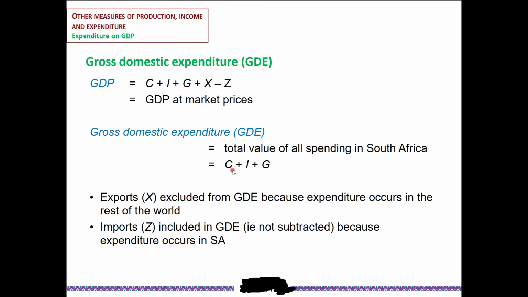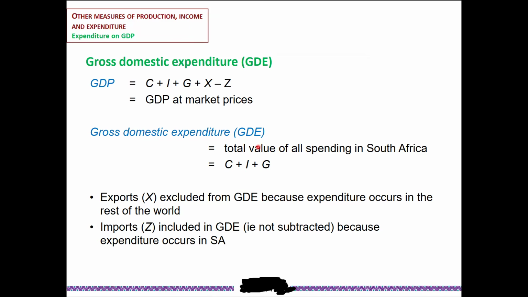What we spend inside South Africa, not with the rest of the world, right? You can see here we just say C plus I plus G. We do not include the interaction with the foreign sector, which is exports and imports. We exclude them. While when we are calculating GDP, we also include our exports and our imports, right? But GDE is just domestic expenditure, meaning spending in South Africa only.